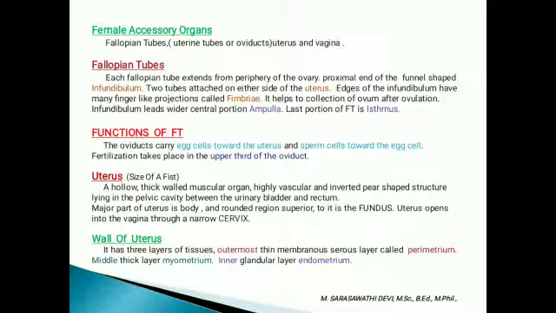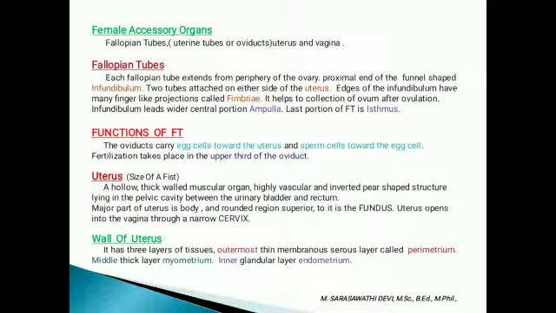Uterus. The size of the uterus is that of a pear. It is a hollow, thick-walled muscular organ, highly vascular and an inverted pear-shaped structure, lying in the pelvic cavity between the urinary bladder and rectum. The major part of the uterus is the body, and the superior region above the body is called the fundus. The uterus opens into the vagina through the narrow cervix.